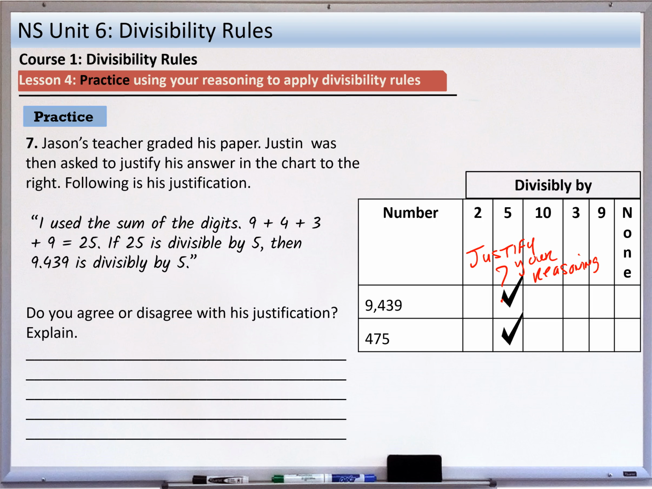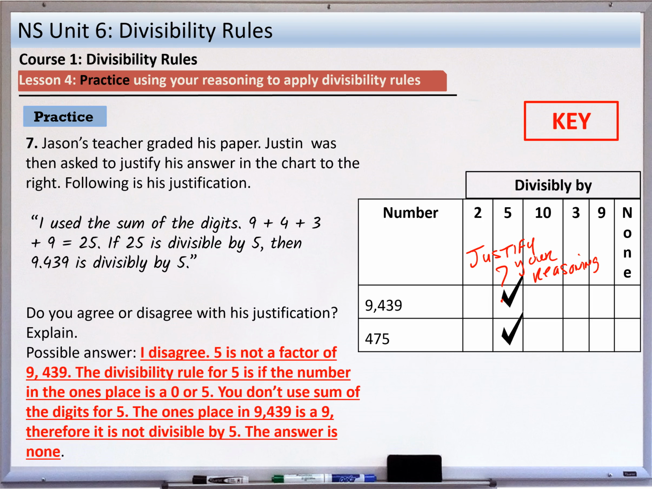Number 7. Jason's teacher graded his paper. I'm sorry, it should be Justin or Jason, I'm not quite sure. Then he was asked to justify his answer in the chart to the right. Following his justification, he uses the sum of the digits. 9 plus 4 plus 3 plus 9 is 25. If 25 is divisible by 5, then 9,439 is also divisible by 5. Did you agree or disagree?